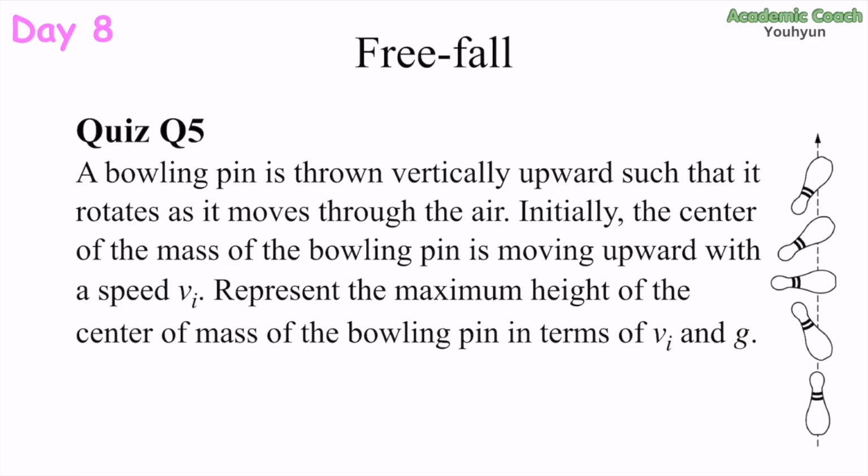Next question. A bowling pin is thrown vertically upward such that it rotates as it moves through the air. Initially, the center of mass of the bowling pin is moving upward with a speed v initial. Represent the max height of the center of mass of the bowling pin in terms of v initial and g.